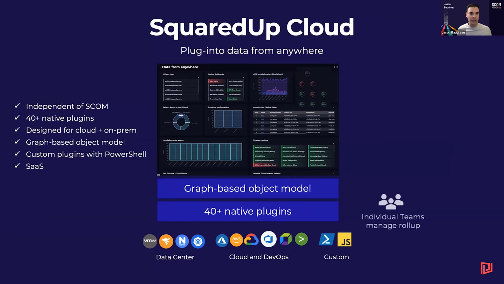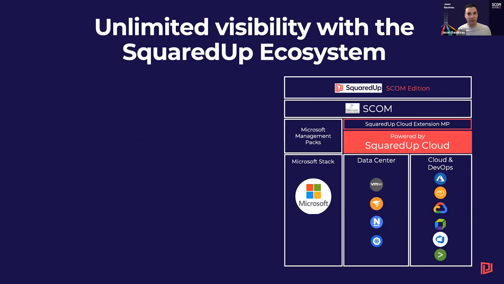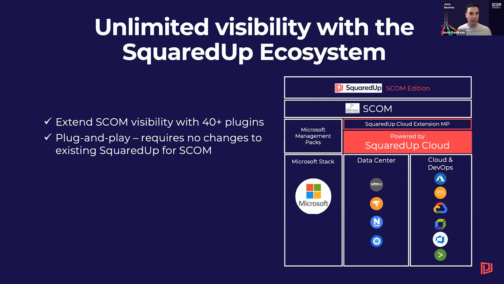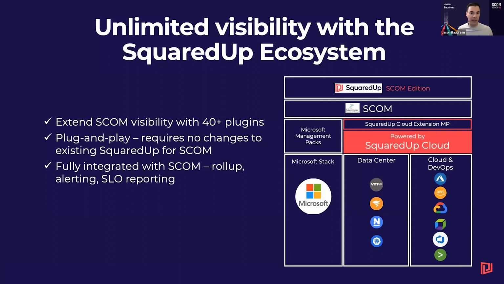So if you're interested to see how that could work, what we have is basically stitching it all together with unlimited visibility with an ecosystem of SquaredUp solutions. That's really how we're evolving visibility beyond SCOM. It's with an ecosystem of visibility solutions. So the goal is to extend SCOM visibility with those 40 plus plugins in our cloud product. It's plug and play. So that means your other teams dashboarding with SquaredUp Cloud have all the same benefits that you have with SquaredUp for SCOM, but independent of SCOM. And then they can just plug that into your SCOM environment through our SCOM Cloud Management Pack. That gives you the integrated rollups, alerting, SLO reporting from any information or status from those other tools. And then that plugs also into your enterprise applications and your maps that you saw in Vincent's demo earlier.